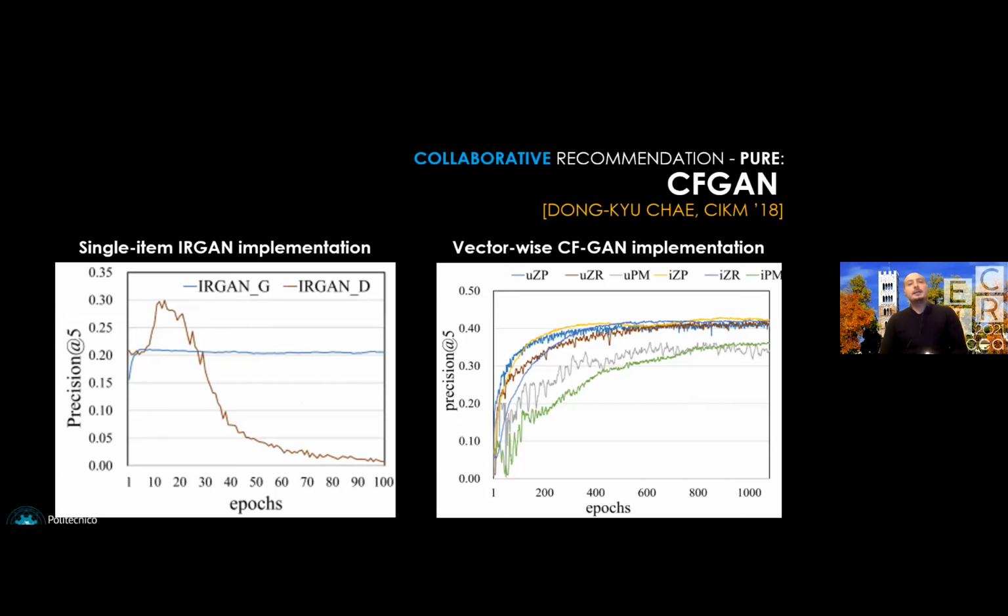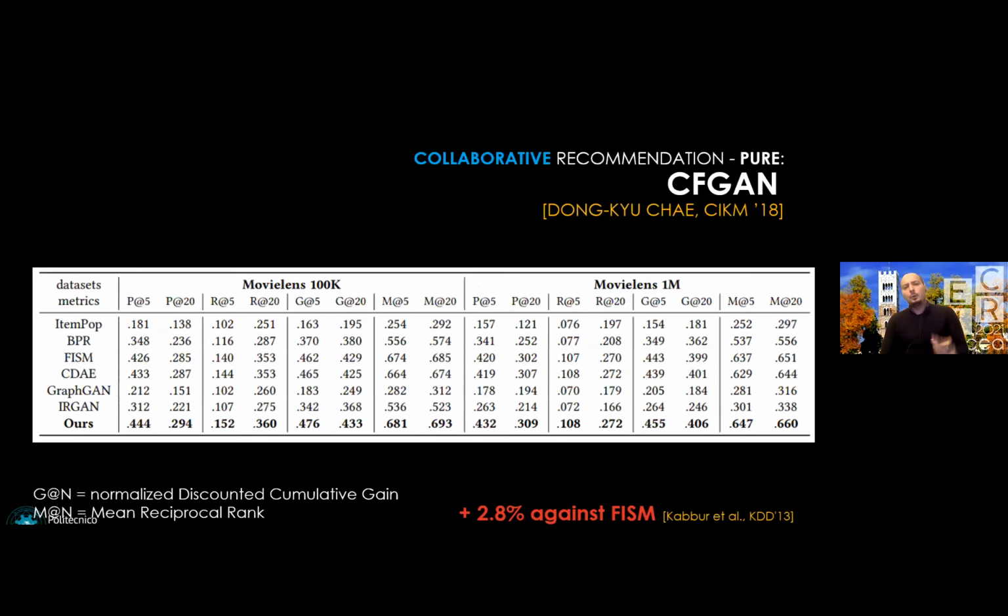And here we can see that this choice has a positive effect. We can see on the left-hand side the performance degradation of the GAN discriminator over time, while on the right-hand side we can see that this situation does not happen with CFGAN, with the vector-wise implementation of CFGAN. Moreover, the CFGAN authors show us that they are able not only to outperform GraphGAN and IRGAN, but also some other very important state-of-the-art baselines.